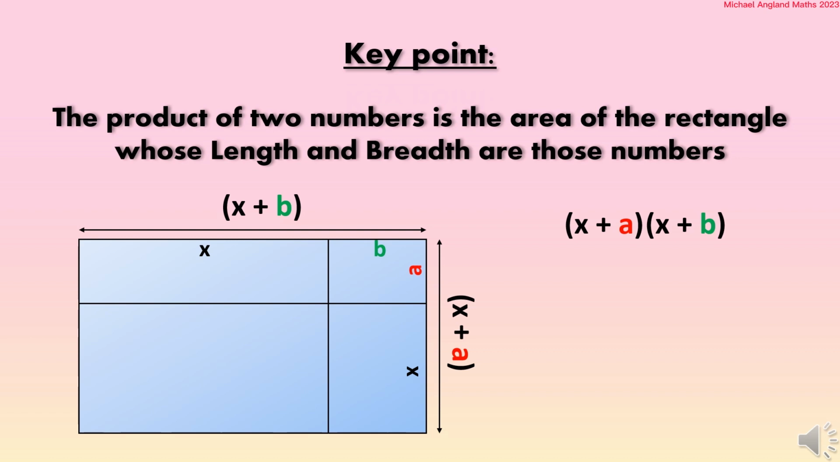So starting with the bottom left, we have x times x, which gives us x squared. Bottom right, we have b times x, which gives us bx. At the top left, we have x times a, which gives us ax. And at the top right, we have a times b, which gives us ab, which shows us geometrically what we know algebraically. The area of that rectangle is simply x squared plus ax plus bx plus ab.